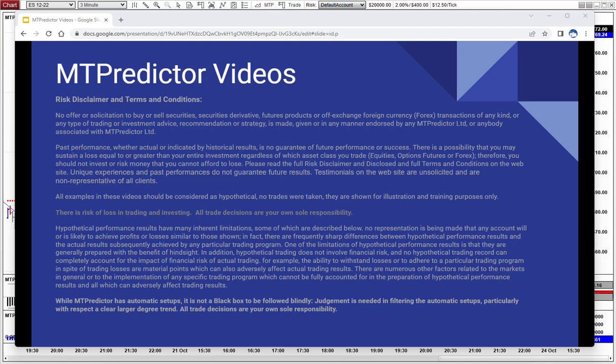But first we start with our risk disclaimer and remind everyone that all examples in these videos should be considered hypothetical. No trades are actually taken, they're just shown for illustration and training purposes only. Remember, there's a risk of loss in trading and investing. This is important, because no software or system will ever make money all the time. It's important to understand that losses can and will and do unfold. With any trading approach, there always will be losses, and that's important to understand.